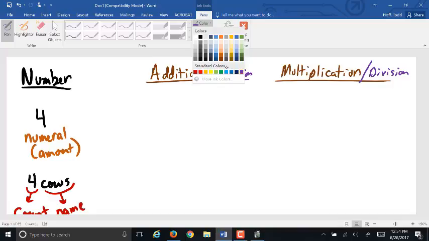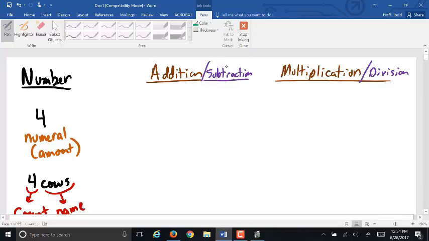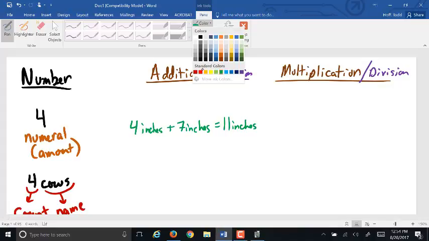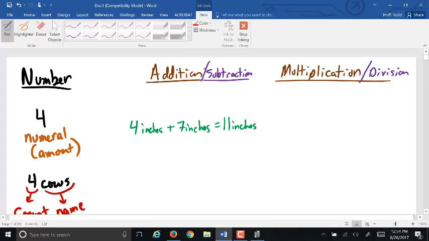So let's take a peek at an example of addition using that count and the name. Let's say we have 4 inches plus 7 inches. What do we get? 11 inches. Good. Probably not groundbreaking information yet, but let's take a look at the count and the name and how they behave. We have counts of 4 and 7. We combined those to make 11. Now we're doing addition here, so we combine them with addition. So when we add the numbers, we combine the counts.